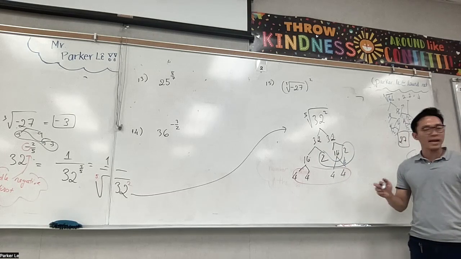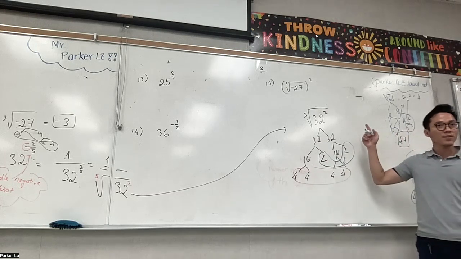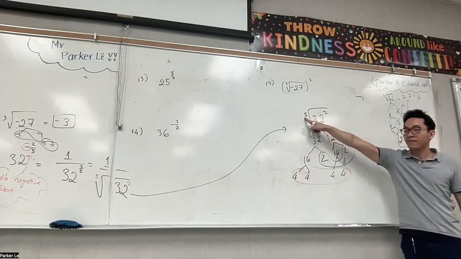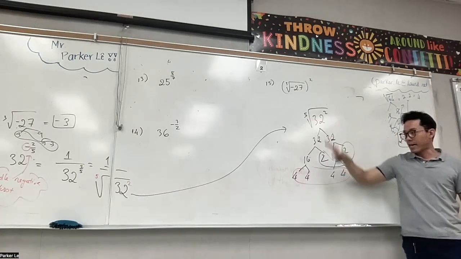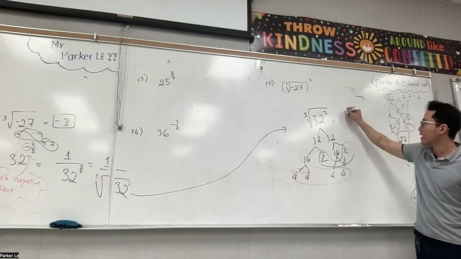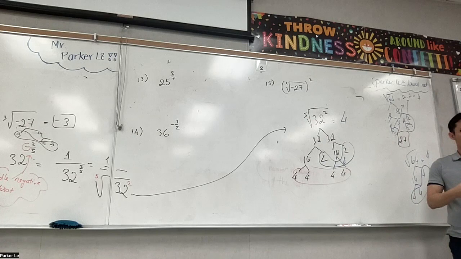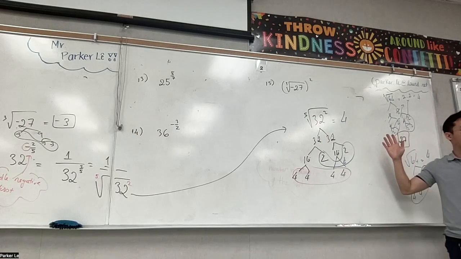So how many 4s do I have right now? 1, 2, 3, 4, 5. Can I get out? Yes. I need 5 of the same number to get out, and now I have enough. So 1, 2, 3, 4, 5. So this is actually equal to 4. See that? Let me know if you want me to go over it again.